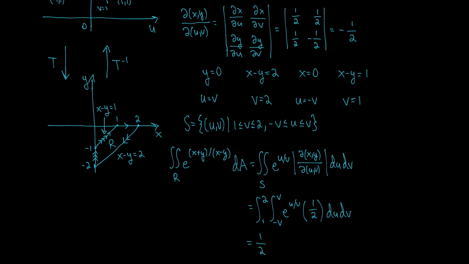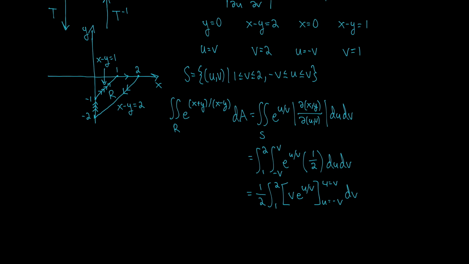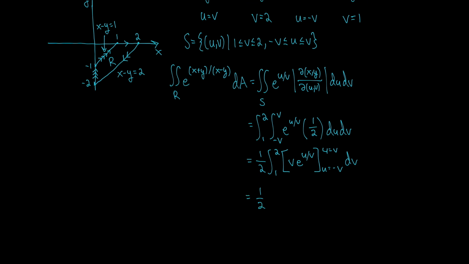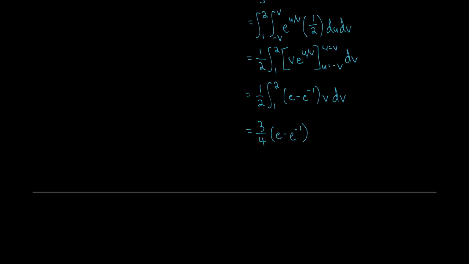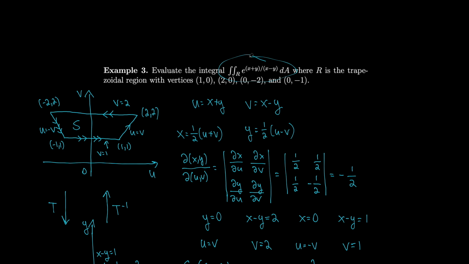So that's 1/2 times the integral from 1 to 2 of v e to the u over v from u equals minus v to u equals v dv, which is 1/2 times the integral from 1 to 2 of e minus e to the minus 1 times v dv, which is 3/4 e minus e to the minus 1. So it results in a pretty easy integral, even though it was a lot of setup work. Notice the original integral. That would have been a pain if we hadn't converted this.